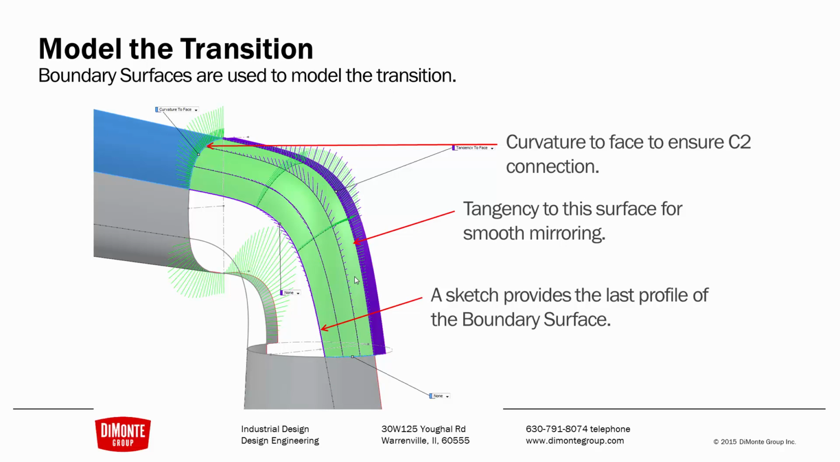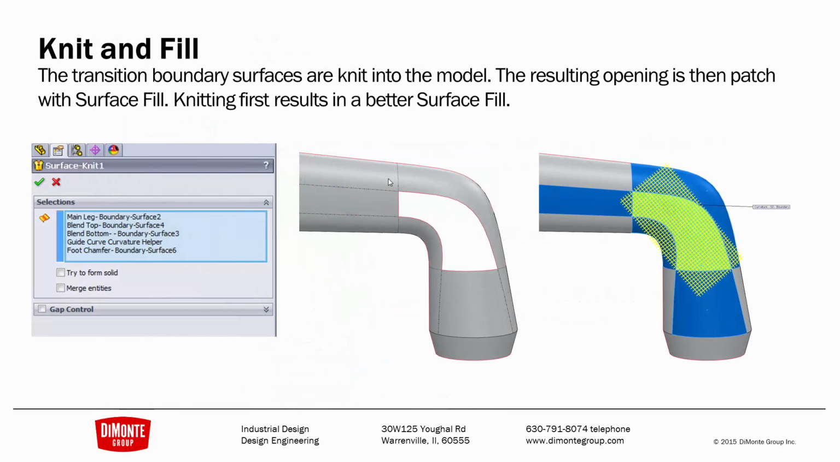I'm using the equal curvature relation on the two edges in blue here to ensure a smooth connection, and tangency to this purple face to ensure there's no hump or dip along the symmetry plane when mirrored. When the blend region is outlined, I've used the surface fill tool to complete the blend.